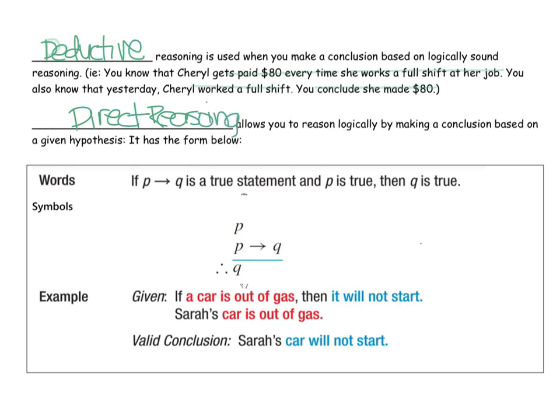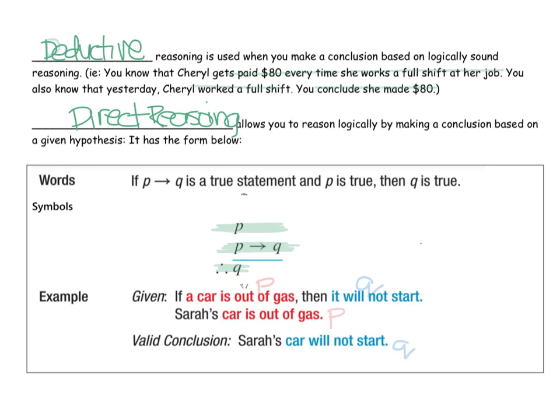And the form works like this. We have 2 given pieces of information, one just a phrase statement and one conditional statement. So we have some statement P. We also have a statement that if P is true, then Q is true. And we can therefore conclude that Q must be true. And in our example, we have if a car is out of gas, P, then the car will not start, Q. We are given the information that the car is out of gas, so we make the conclusion that the car will not start.